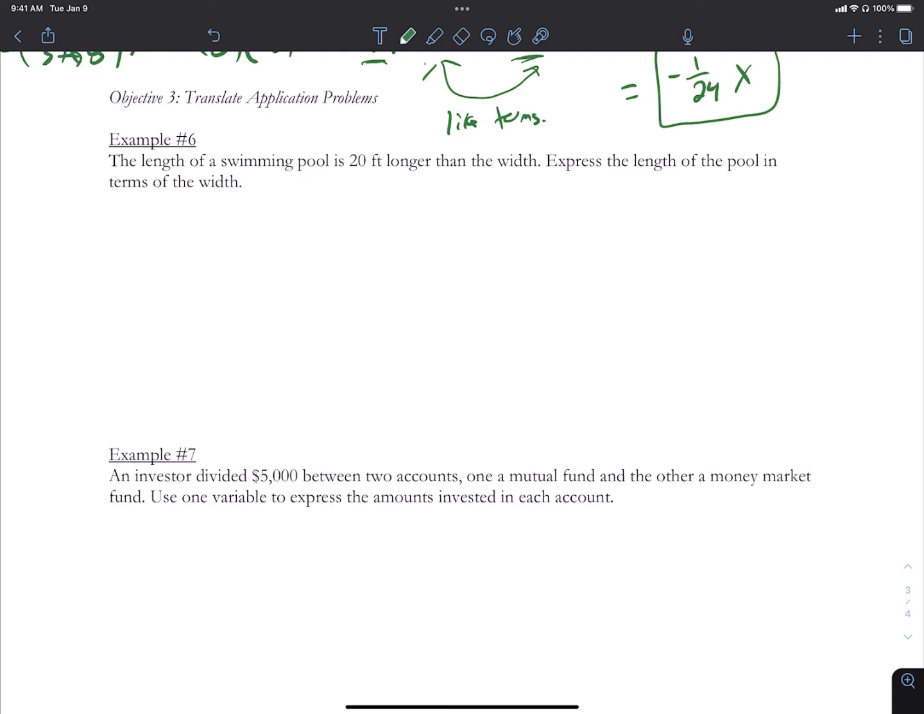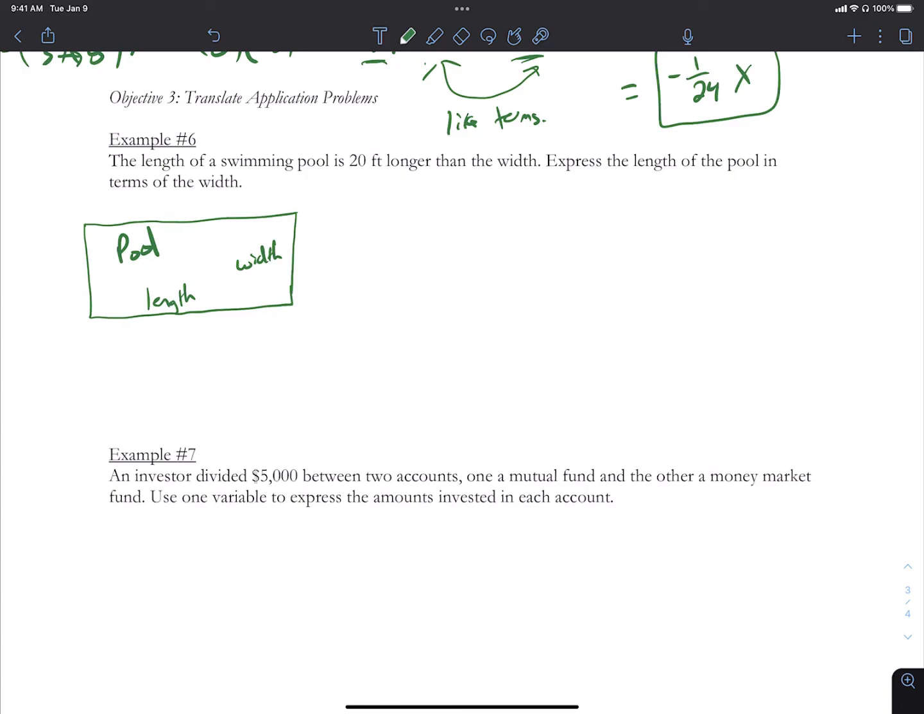So example 6, we're told that the length of a swimming pool is 20 feet longer than its width. Express the length of the pool in terms of the width. In other words, if you want to draw a picture, a swimming pool is typically rectangular, and it tells us a length and the width, so it makes sense that this would be a rectangle. So we have length and we have width, and this is my swimming pool.